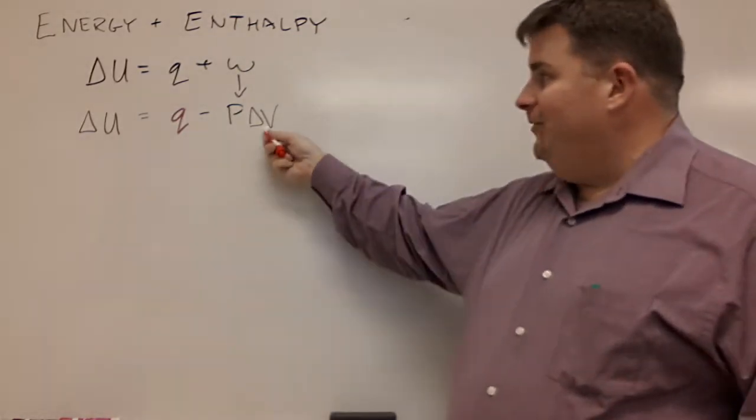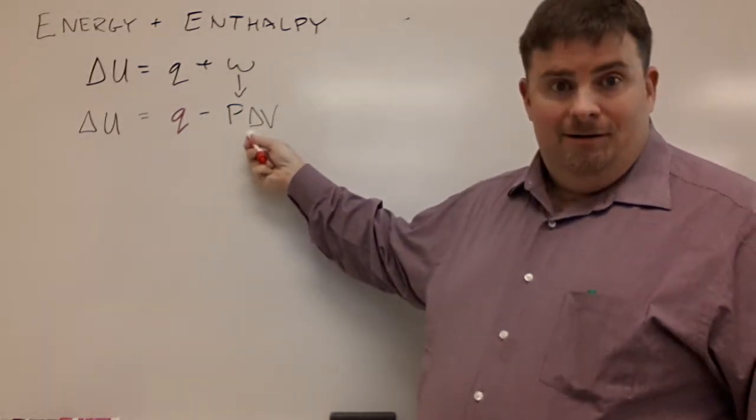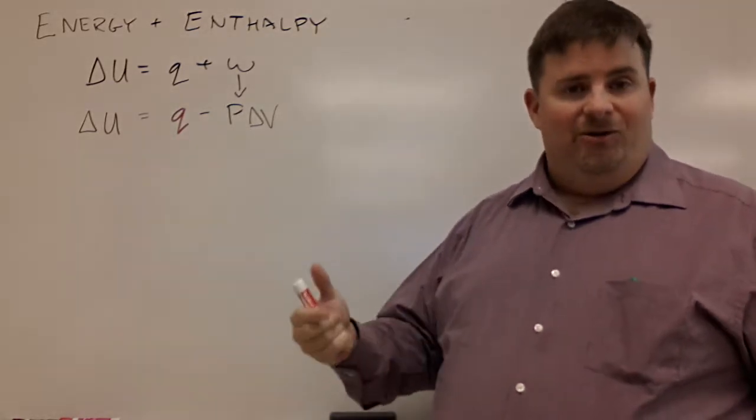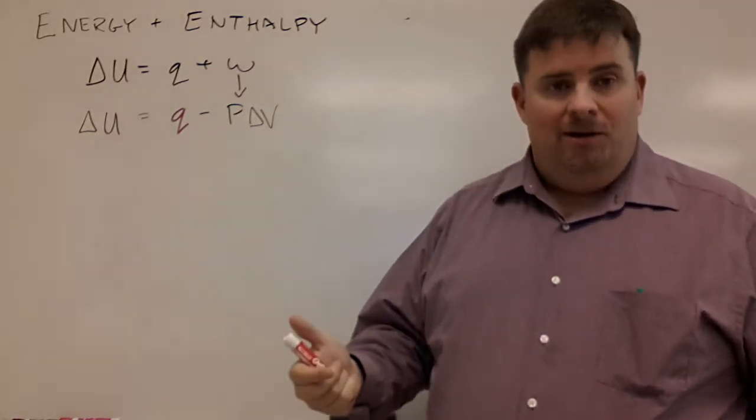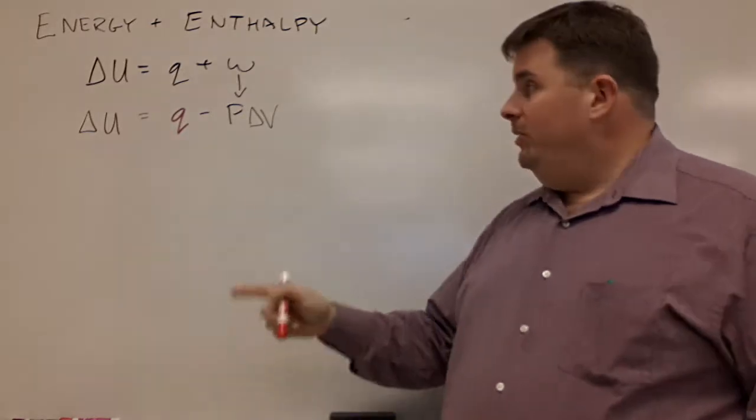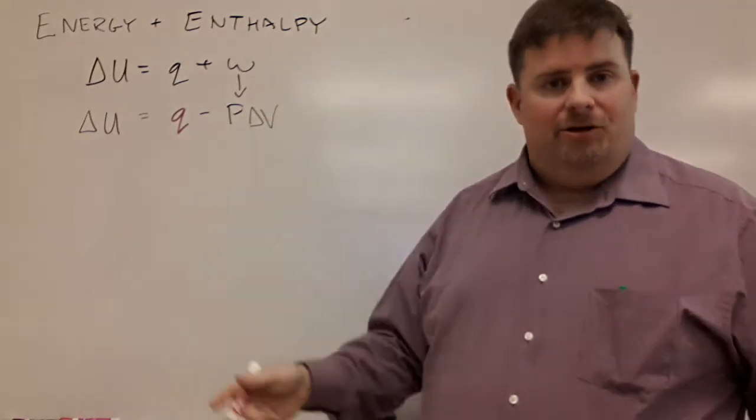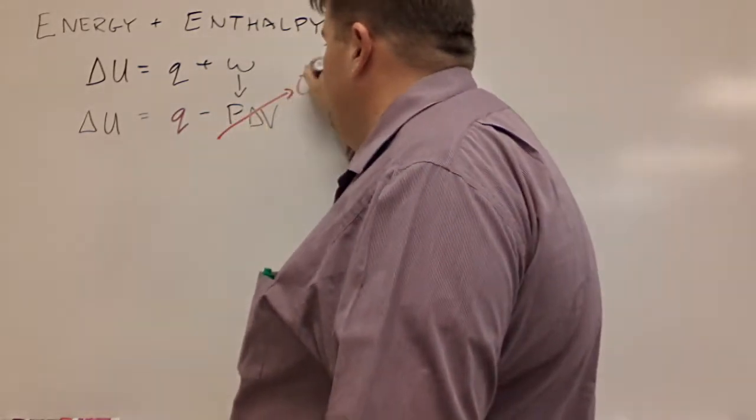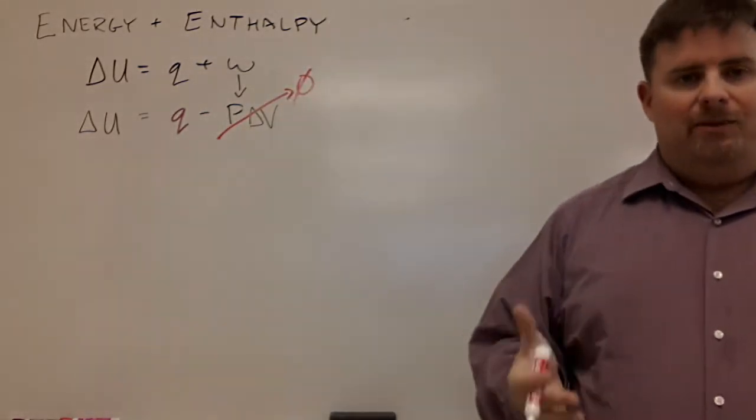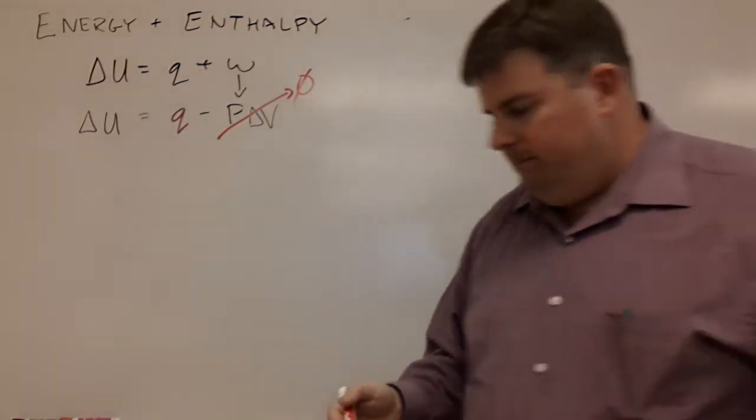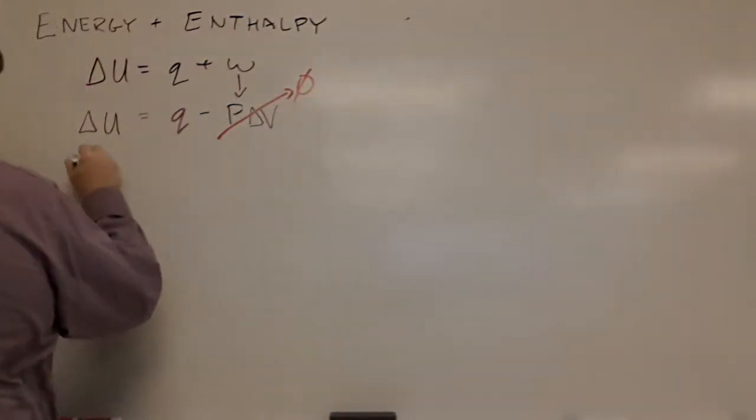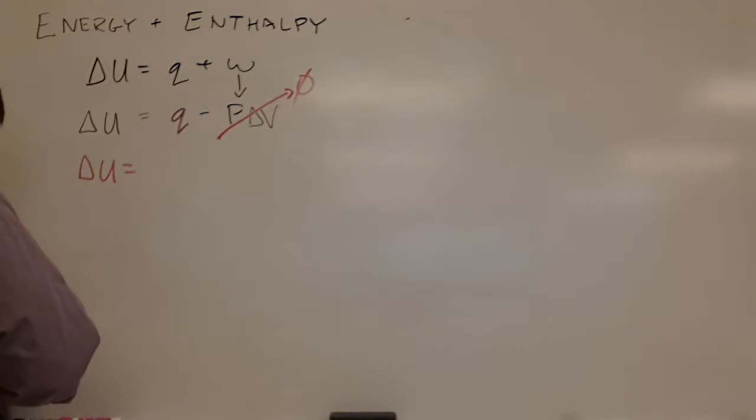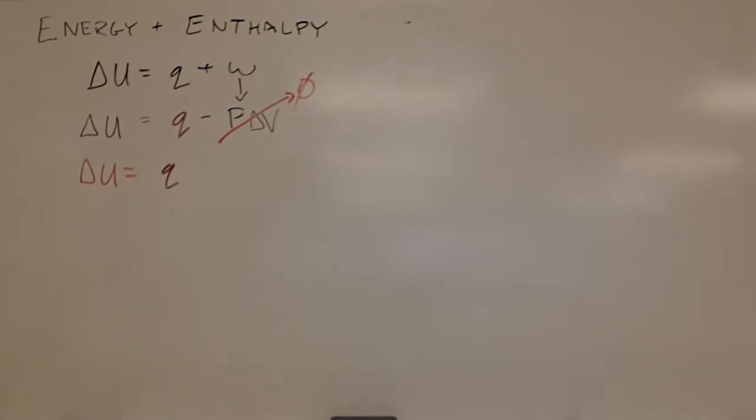So what happens if there's no change? If the initial volume and the final volume are the same, final minus initial is equal to 0. So if this goes to 0, what happens to this entire term? That's right, it goes to 0 as well. So this entire term drops out. Well, what does that mean for delta U then? That means delta U in this case is going to be equal to my Q value. So these two things are going to be related.